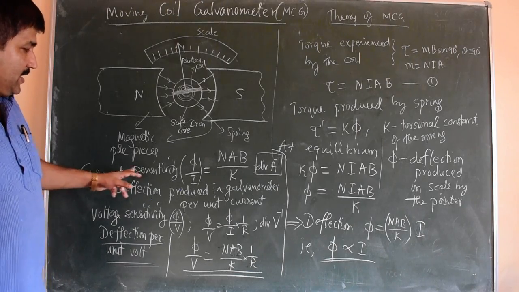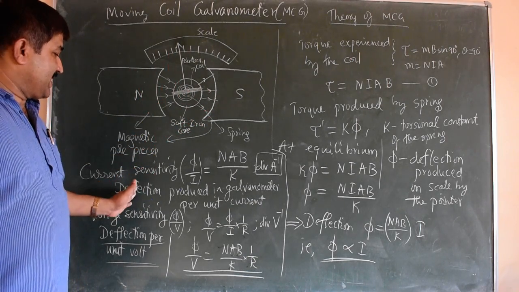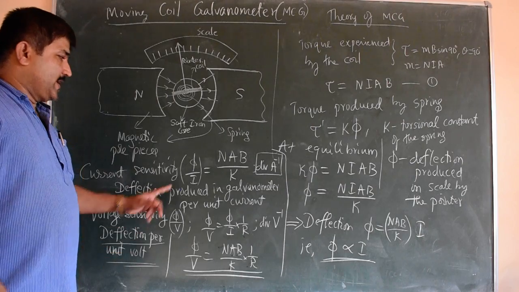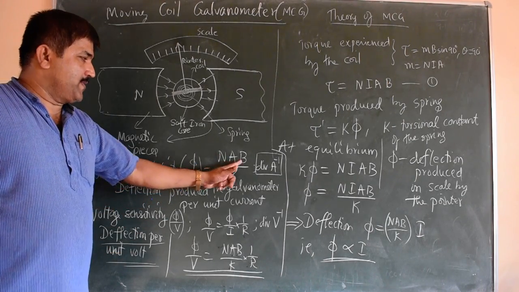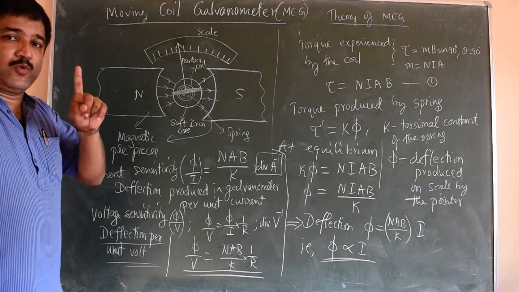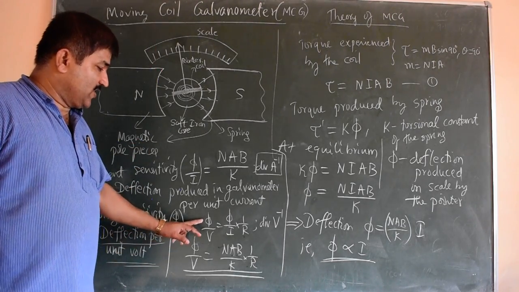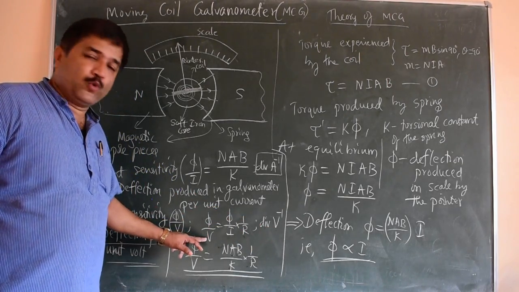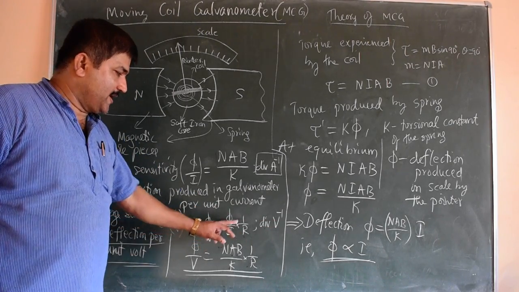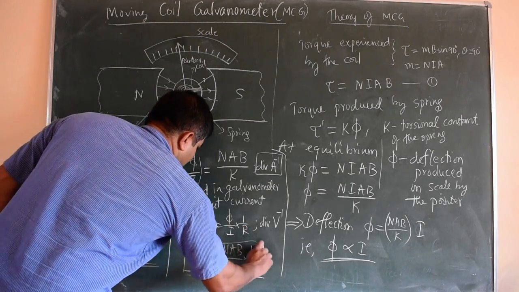Unit and definition. Current sensitivity: when 1 ampere current is passed, how much deflection it produces, how many divisions of deflection. So deflection produced per unit current is called current sensitivity, and the expression is phi by I equals NAB by K. Then voltage sensitivity is defined as deflection produced per unit volt. When 1 volt PD is applied to the coil, how many divisions of deflection it produces. So the unit of voltage sensitivity is division per volt, since deflection is measured in divisions. Phi by V equals phi by I into 1 by R, and phi by I is NAB by K from before. So this is the expression for voltage sensitivity, and current sensitivity is the previous one.